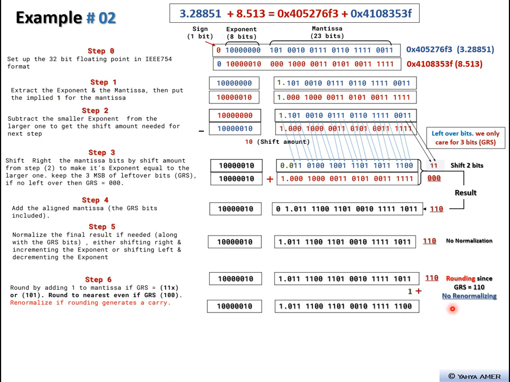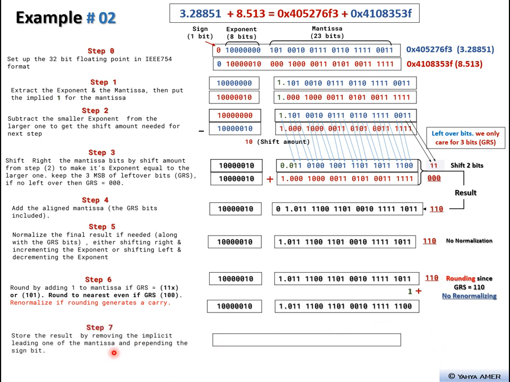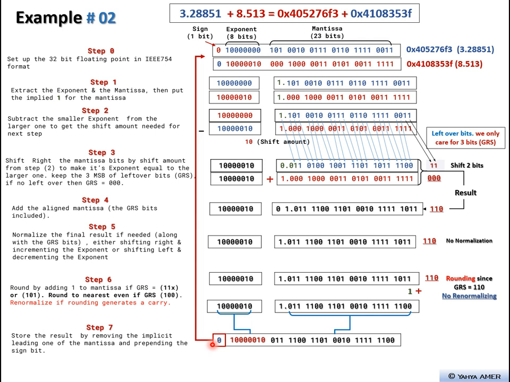Of course, there is no renormalization, because when we added the 1 here, it did not make a carry in this place, so no need for renormalization. Okay, now this is the final result. In the final step, we wrap up the result by putting the updated mantissa and the exponent, and finally the sign bit, which we get from both signs. This is going to be 0 because both signs are zeros, and this is an addition operation.